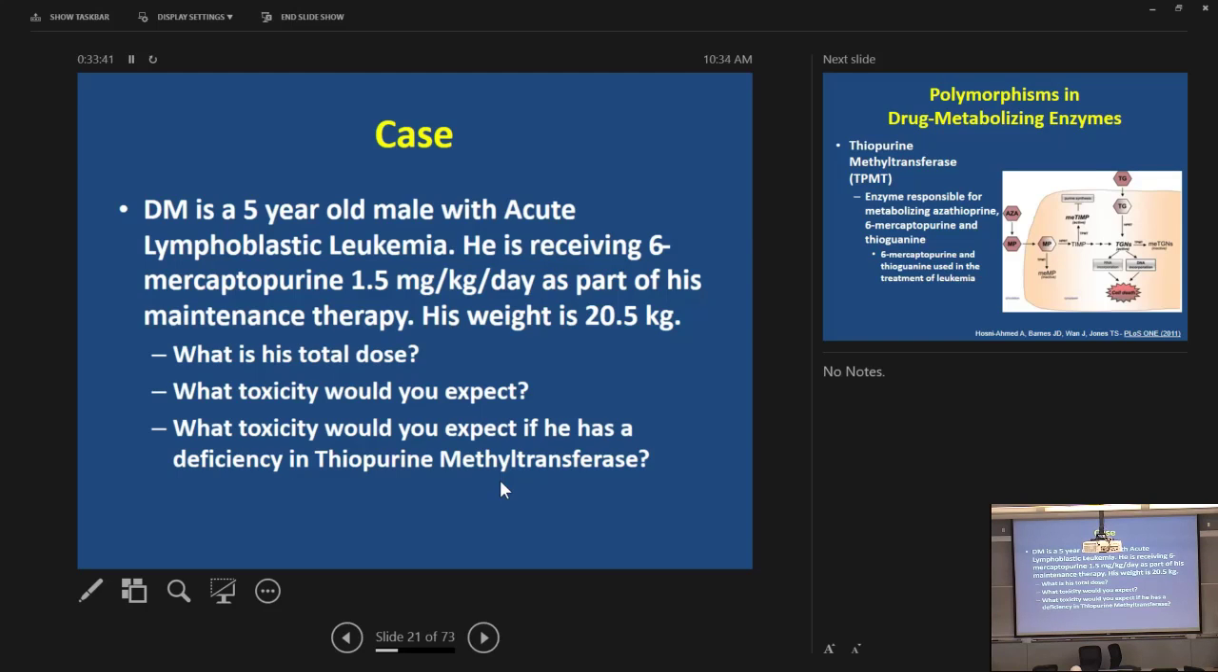Diarrhea, things like that. Nausea, you can see nausea with mercaptopurine. Okay. What toxicity would you expect if he was deficient in TPMT, or thiopurine methyltransferase? Okay. All right, let's figure that out.